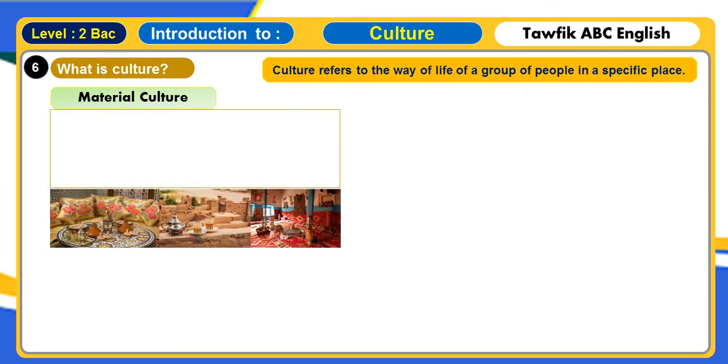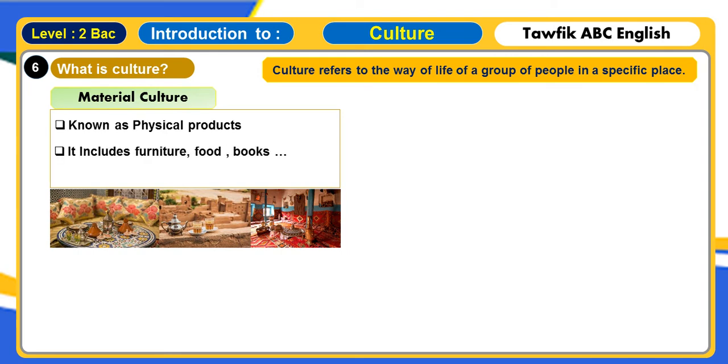And when we talk about culture, we have two categories of culture. We have material culture and non-material culture. So concerning material culture, it is known as physical products. And it includes furniture, food, books, and also these tangible objects are man-made.